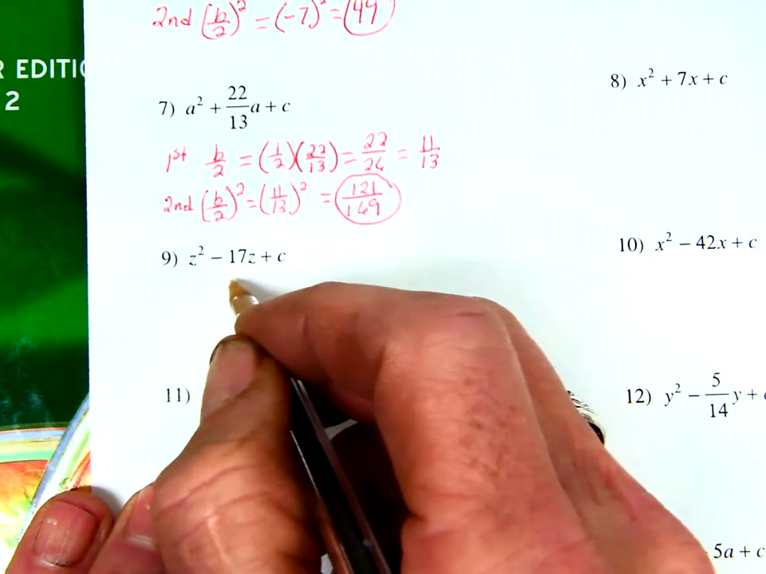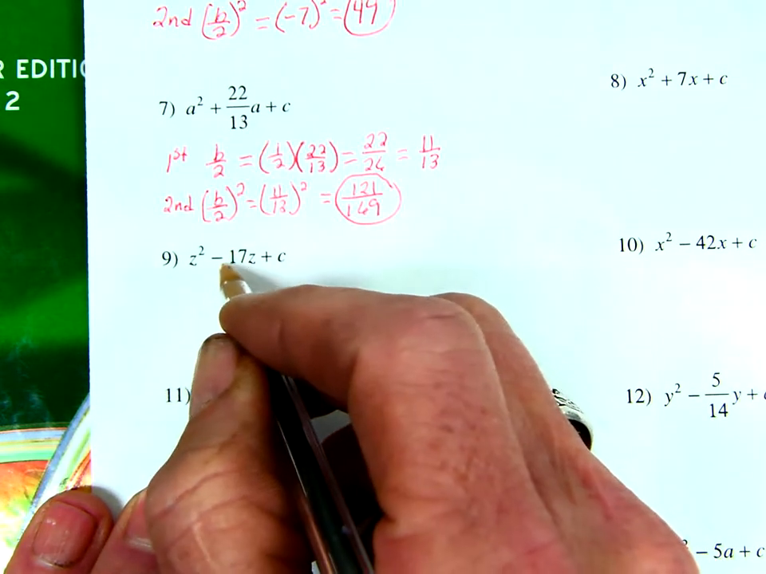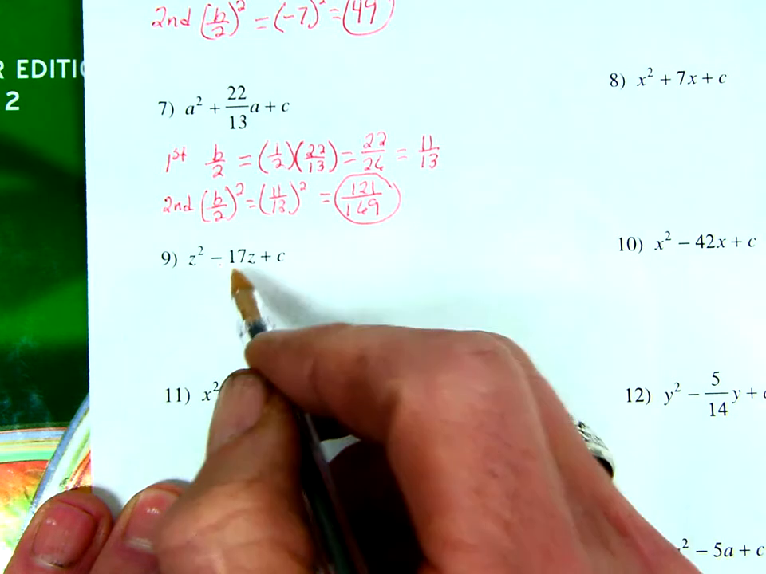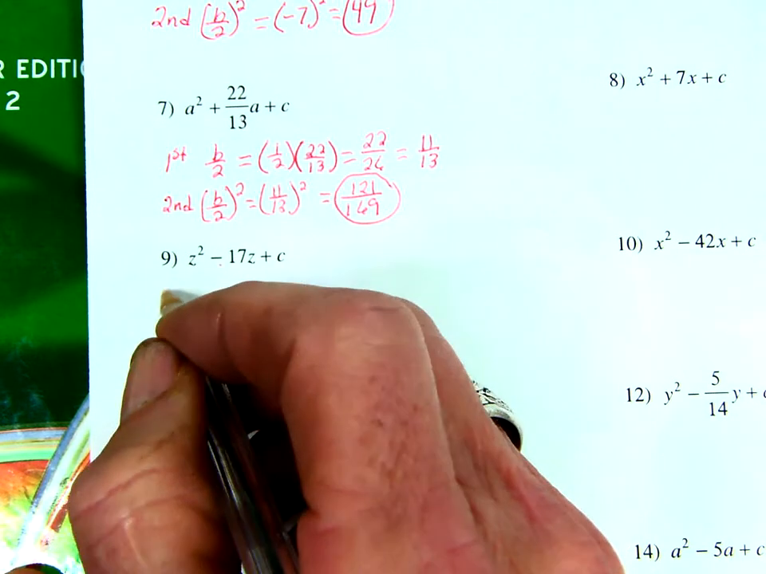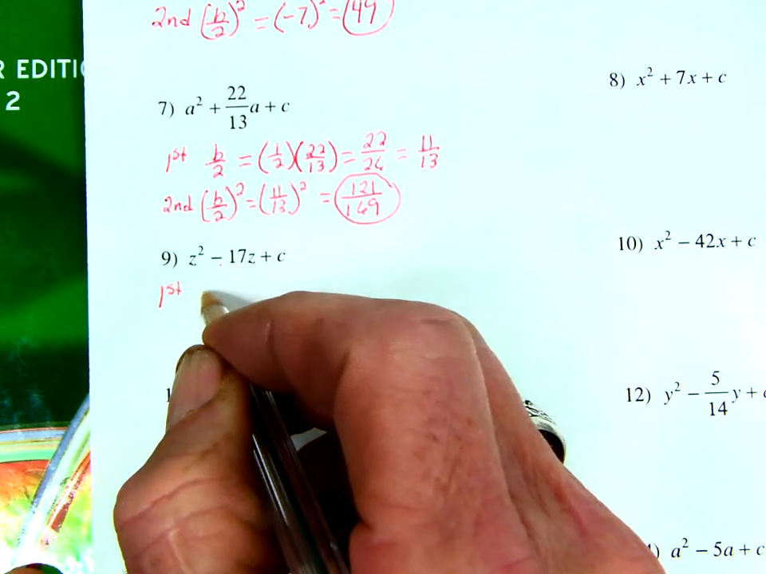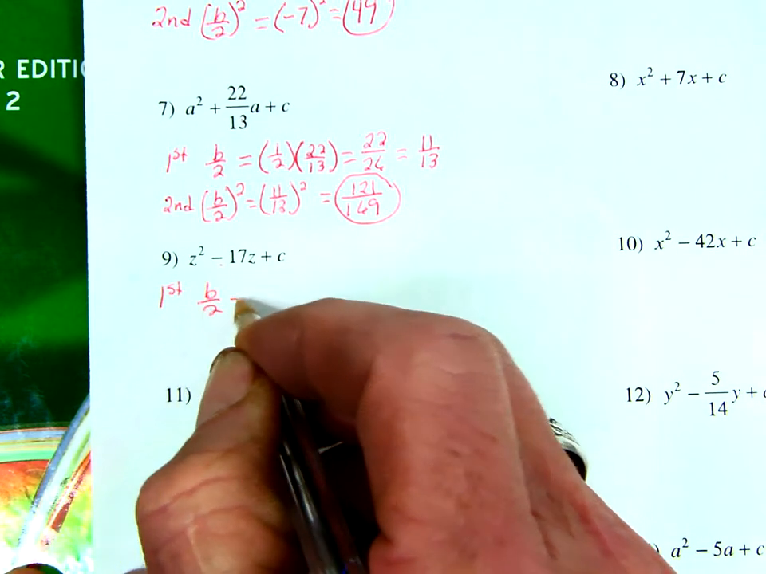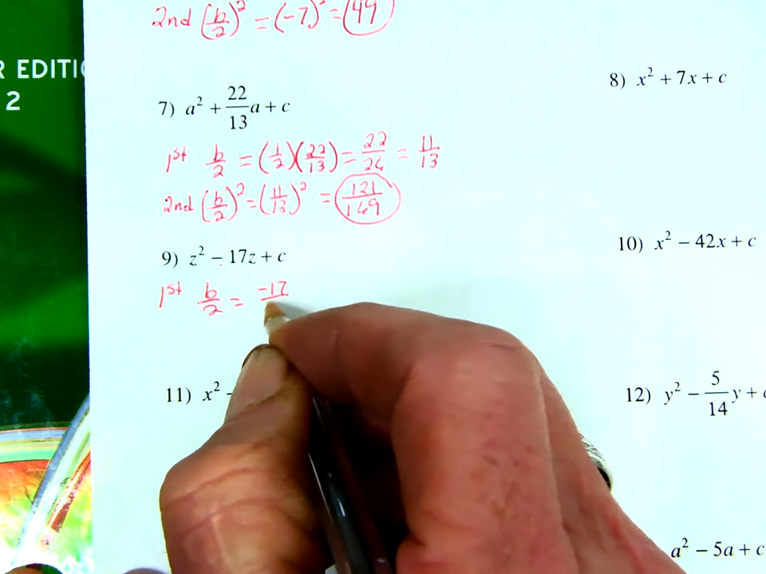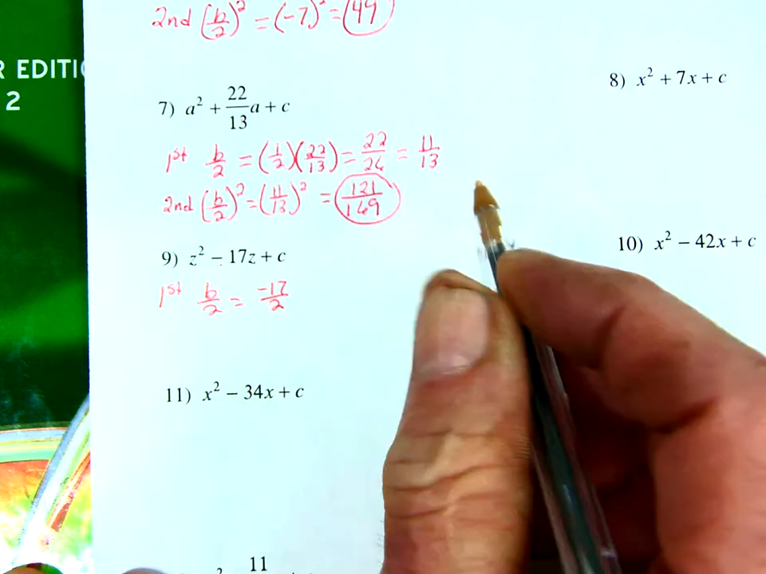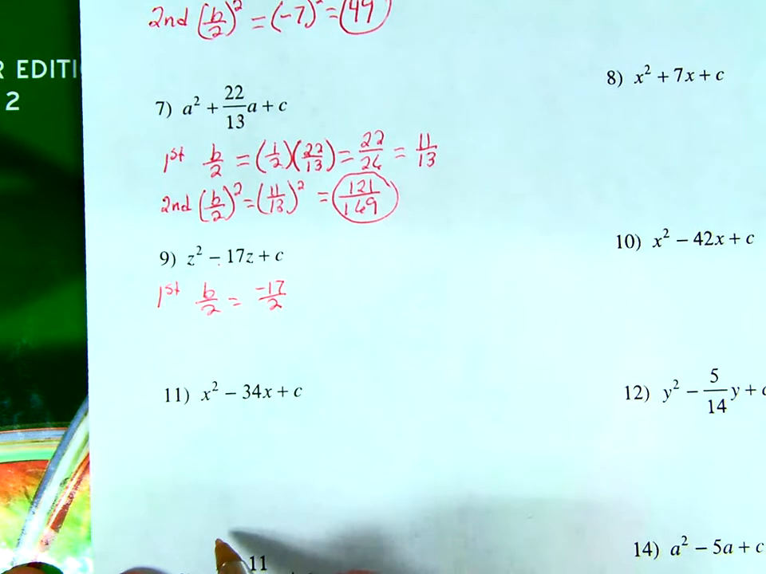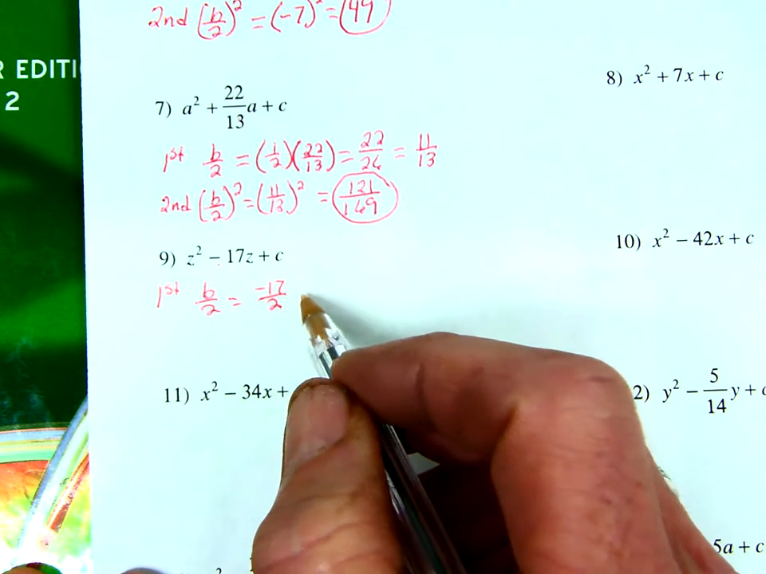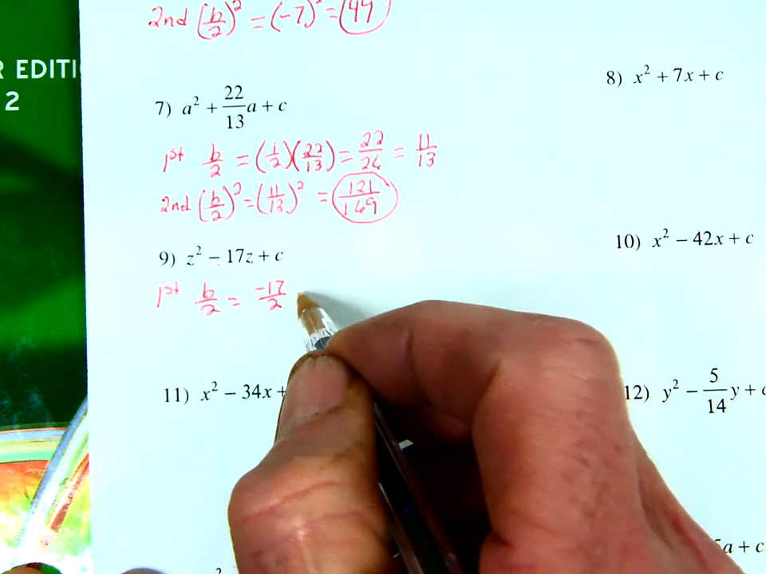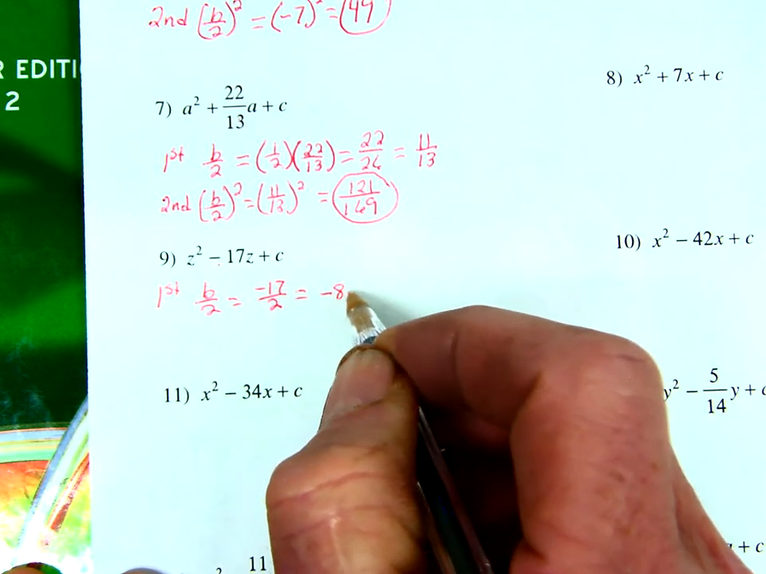Alright, moving on. Number 9. b is negative 17. It's a whole number, so I'm just going to divide by 2. So b over 2 equals negative 17 over 2, and that doesn't reduce. That would be 8.5. You can write it as negative 8.5 if you want.